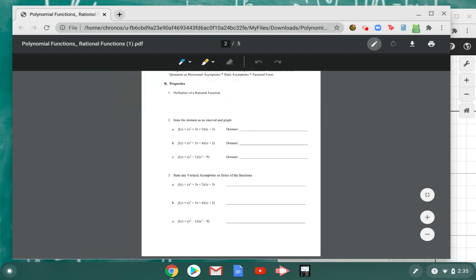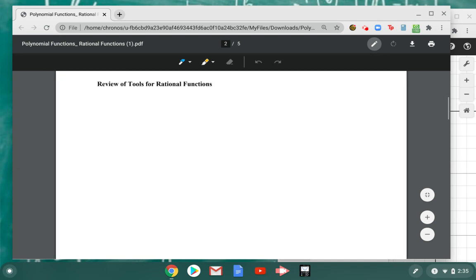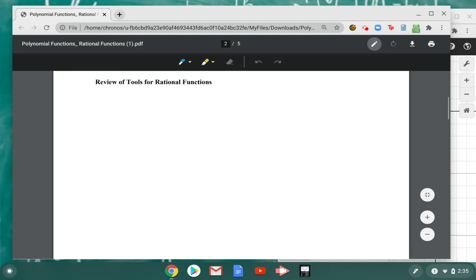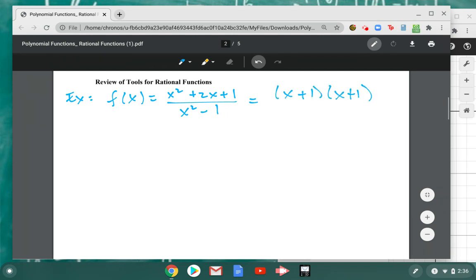Let me grab my pen. Okay, and then we'll make this so you all can see. So just reviewing some tools here. I want to start off with an example. So let's say that we've got f of x is equal to x squared plus 2x plus 1 divided by x squared, let's do minus 1. I'm going to factor this one, x plus 1, just anticipating what we need to do next. And then x plus 1, x minus 1.